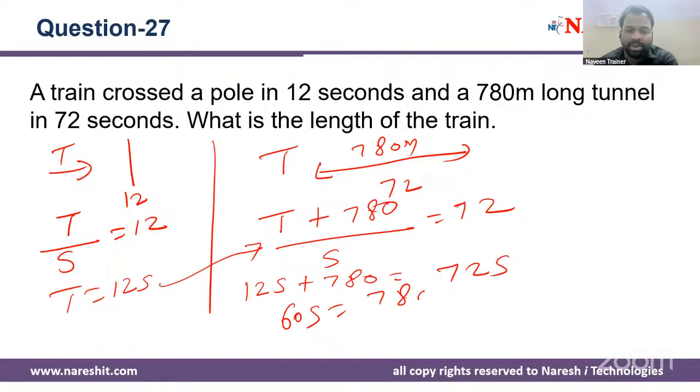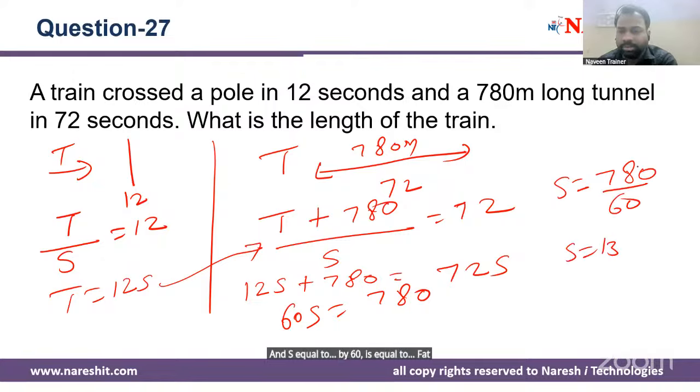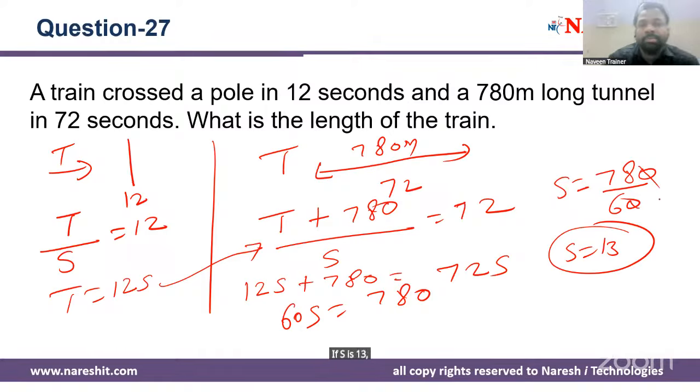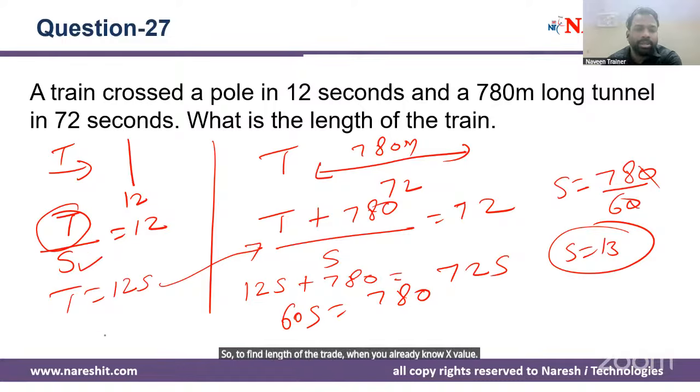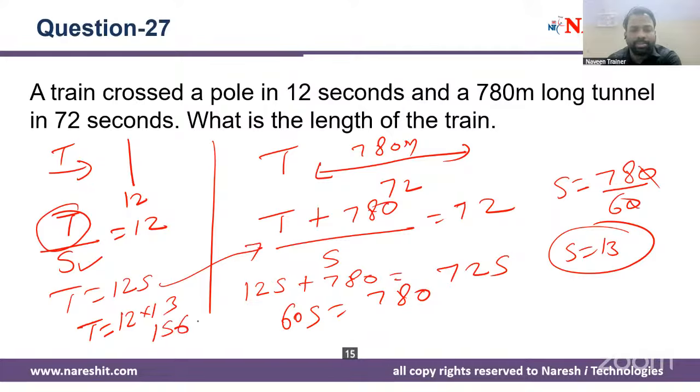60s equal to 780, and s equal to 13. If s is 13, they're asking the length of the train. So how to find the length of the train when you already know the s value? The length of the train becomes 12 into 13, 156 meters.